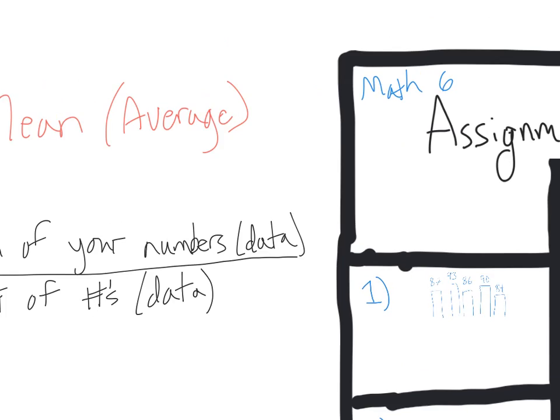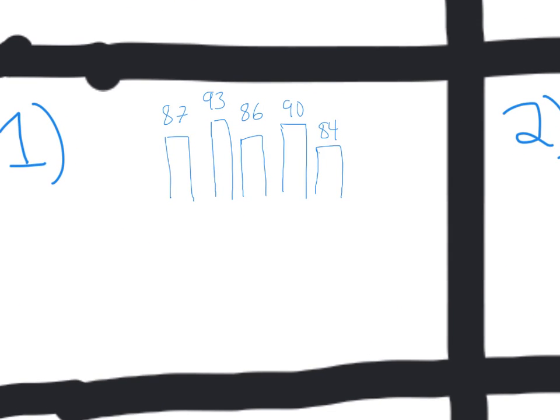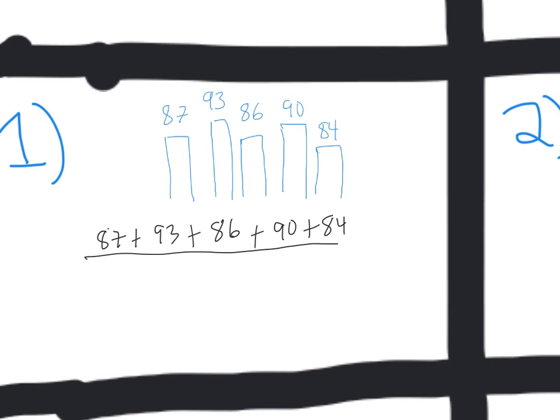What do I mean? Well, let's take a look at your first problem from your homework assignment. You're given this bar graph about somebody's test scores, where the first time they got 87, second time they got 93, then 86, then 90, then 84, and they want you to find the average. So all you have to do is add those numbers up. 87 plus 93 plus 86 plus 90 plus 84. And you're going to divide that total by the number of numbers, 1, 2, 3, 4, 5. So you've got to divide by 5.